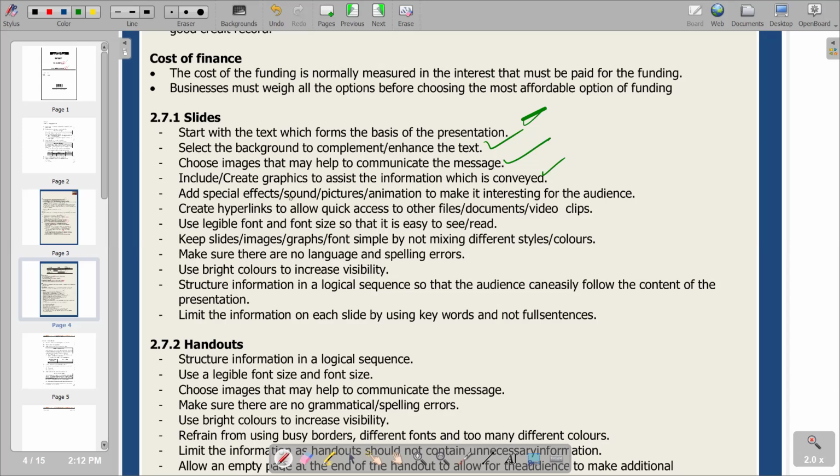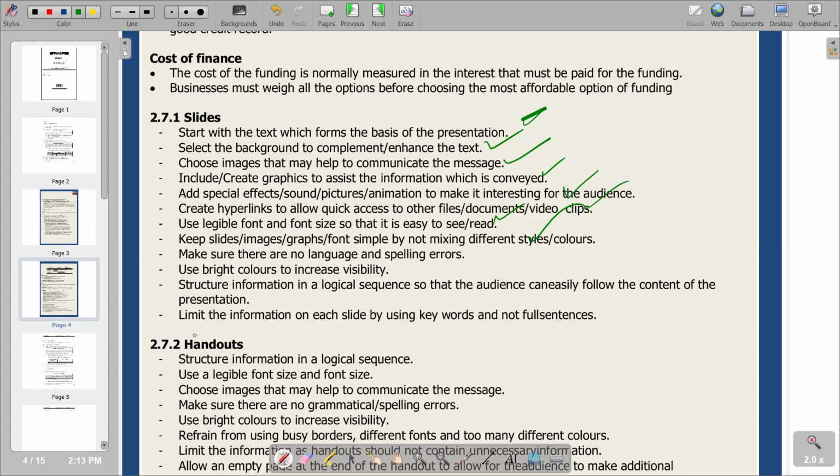The next one, add special effects, sound, pictures, animation to make it interesting for the audience. So basically, you are just trying to make it attractive according to the aid of the presentation that you are putting there in the form of pictures or animation. Then next one, we have to create hyperlinks to allow quick access to other files or documents or video clips. And then we've got use legible fonts and font size so that it is easy to see or read. Keep slides, images, graphs, font simple, but not mixing different styles or colors. So these are some of the points that you can include. Remember, our question only requires 4, so you can just pick 4 that are simple for you to recognize.